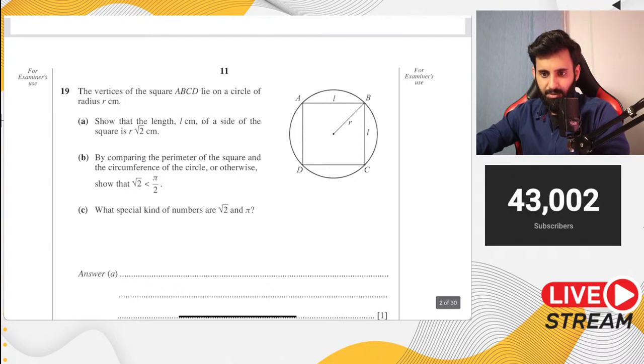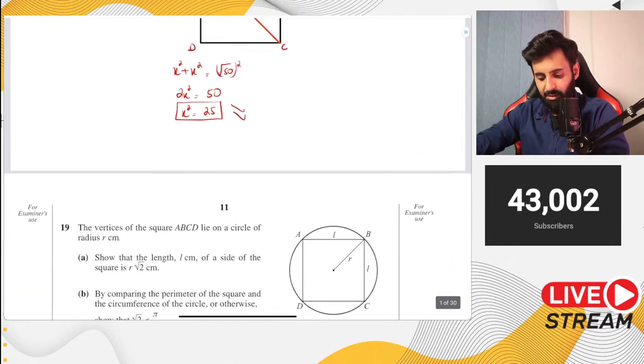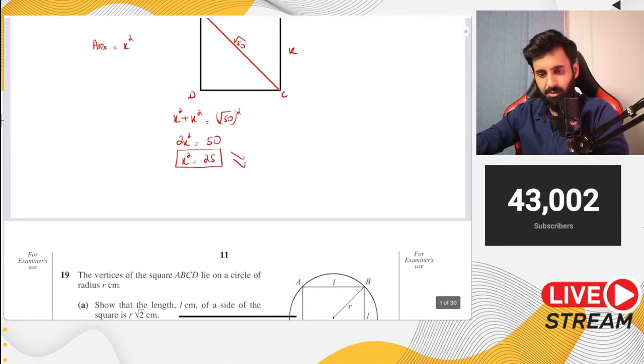I mean, 25 root, you can use either... So there are many ways through which you can solve this. I'm not saying okay, this is the only way to get the right answer, but this is the quickest way for sure.